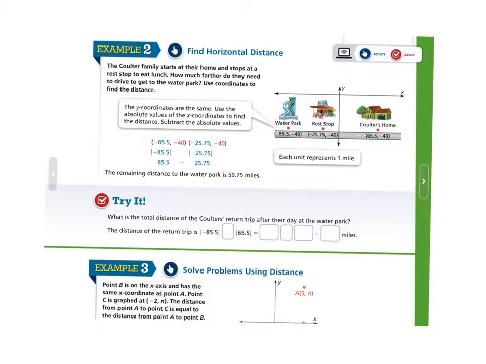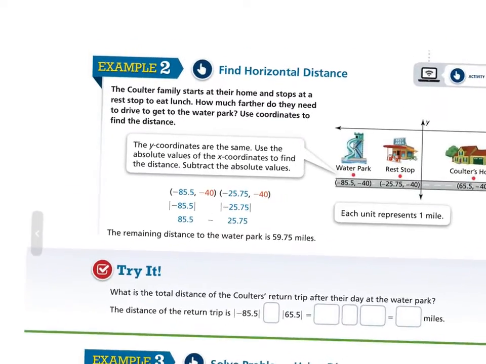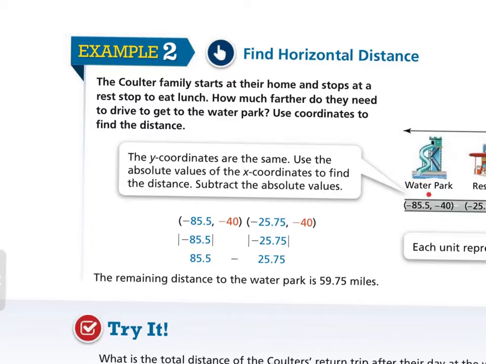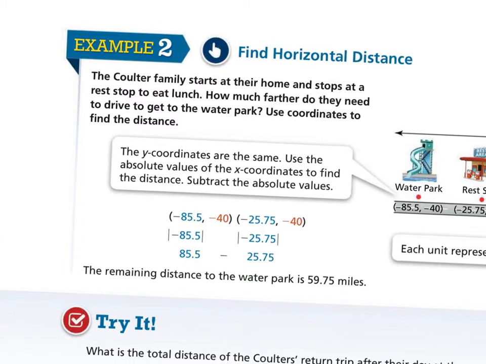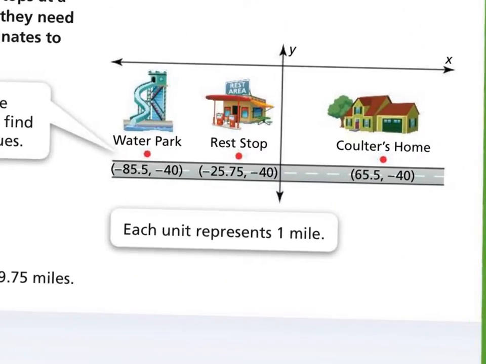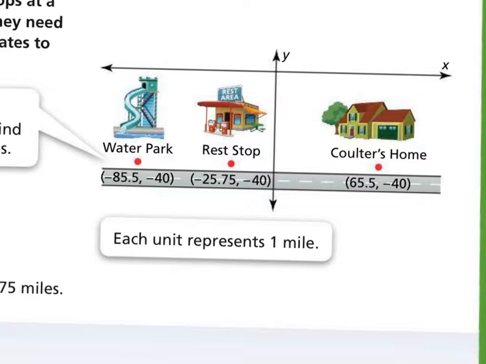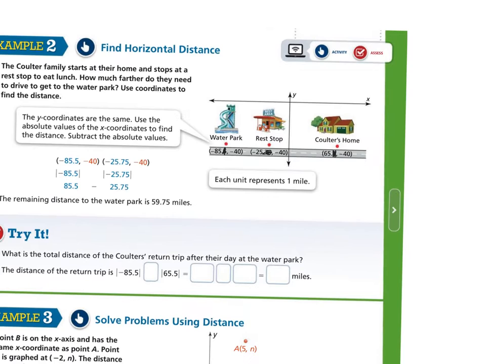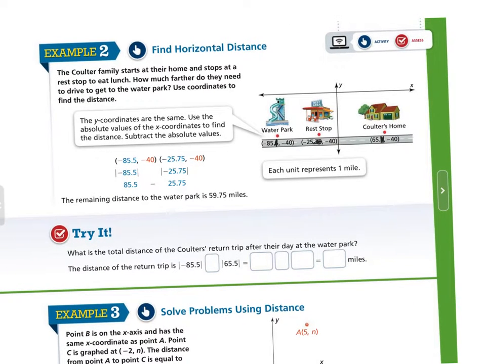If you look at example 2, the Coulter family starts at their home and stops at a rest stop to eat lunch. How much farther do they need to drive to get to the water park? We're going to simplify things a little bit here. I think what they're doing in the book is fine, but we're just getting a little bit more complicated problems than what we probably need for doing this for the first time. So if we just ignore decimals and fractions and stuff, it's going to make things a little bit better maybe.